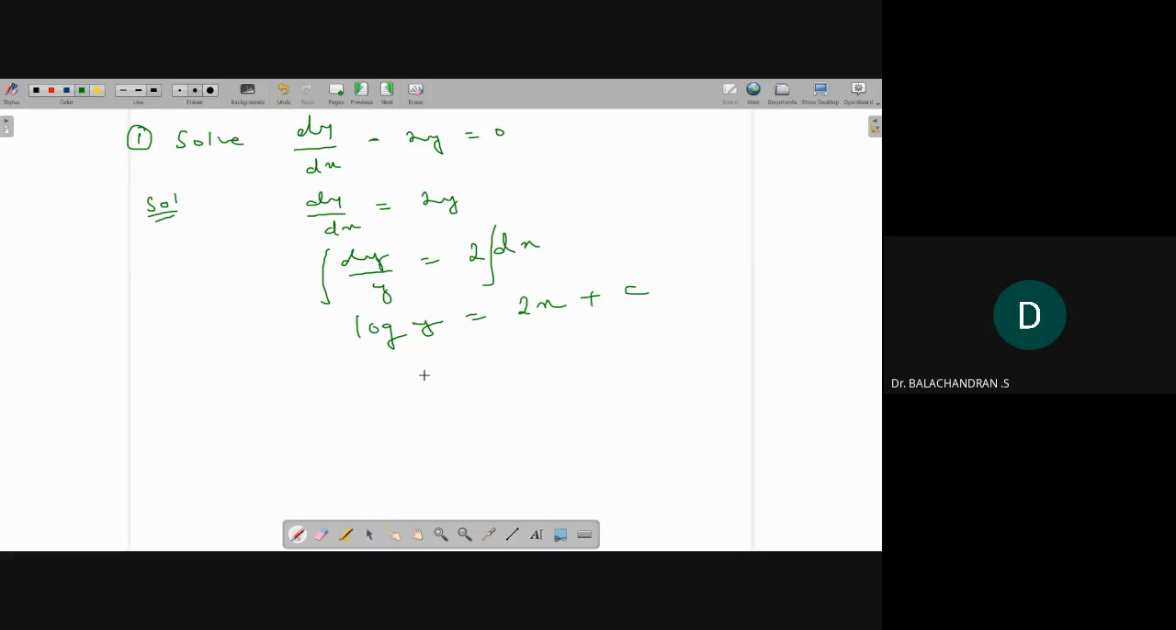So y equal to e power 2x plus c. So y equal to e power 2x into e power c. So I'll take e power c as a, and a equal to e power c. So this is the solution of the differential equation.